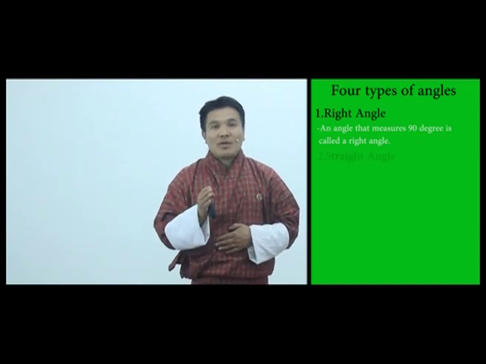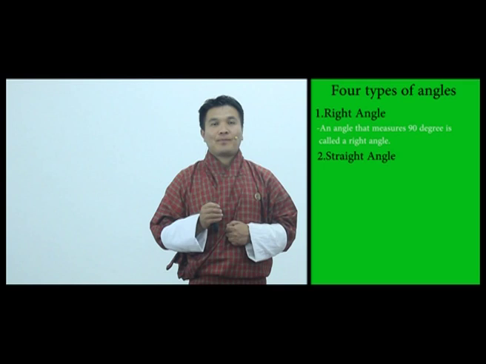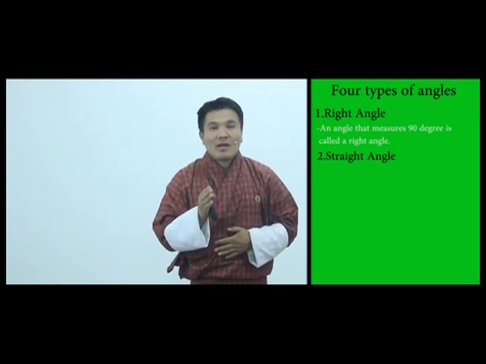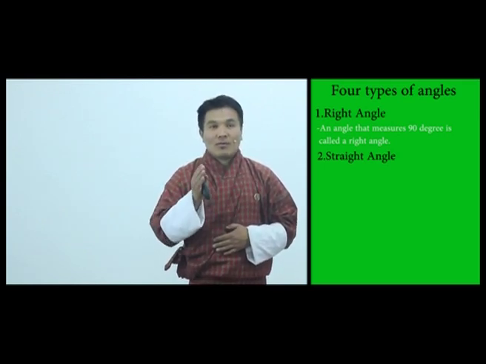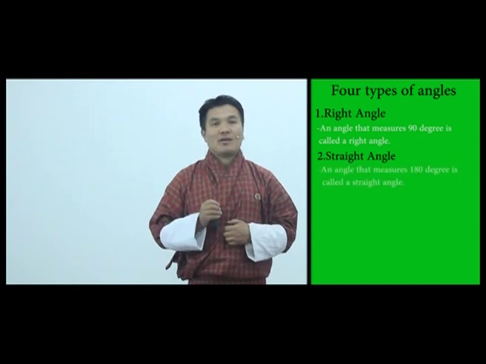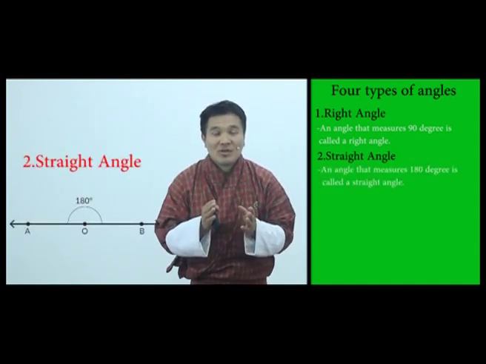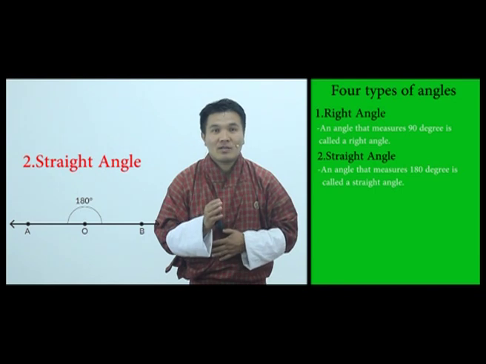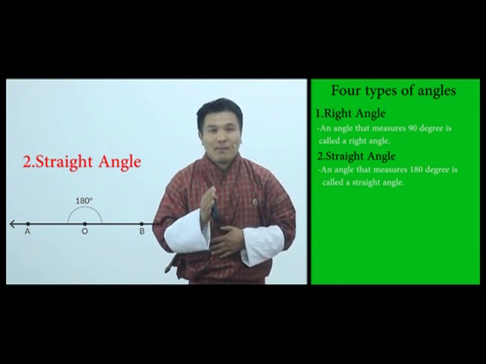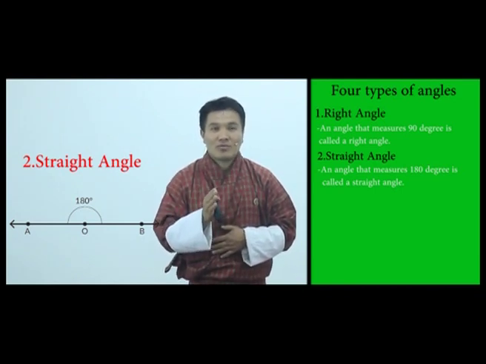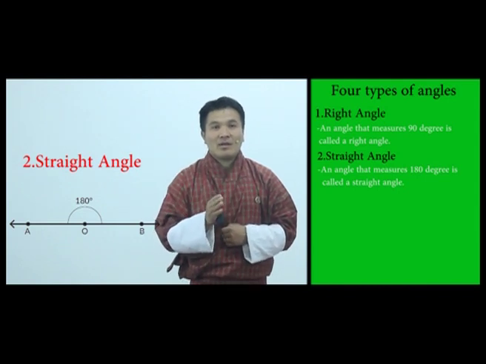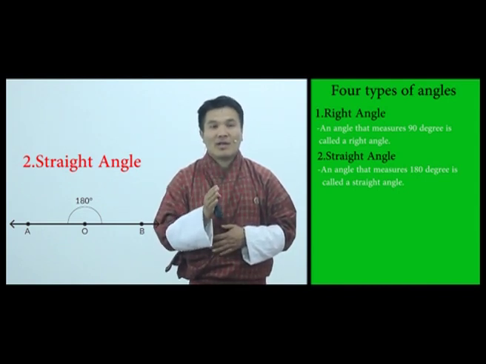Next, number 2 is a straight angle. A straight angle is an angle that measures 180 degrees. So now you already know it. 2 90-degree angles, or 2 right angles, give you a straight angle. A straight angle is an angle with 180 degrees.